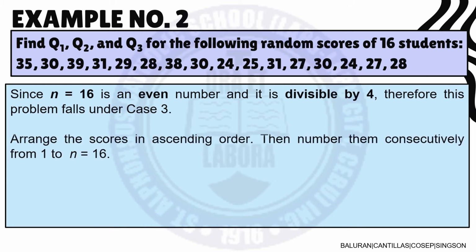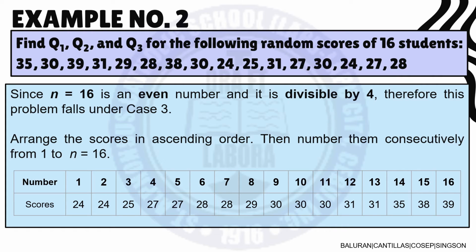The second step is to arrange this set of scores in ascending order from smallest to highest. Then number them consecutively from 1 to n equals 16. So you can present that one through a tabular form. So as you have noticed, there are numbers which are repeated. So even though these numbers are repeated, still we have to write it since the n here is equal to 16.